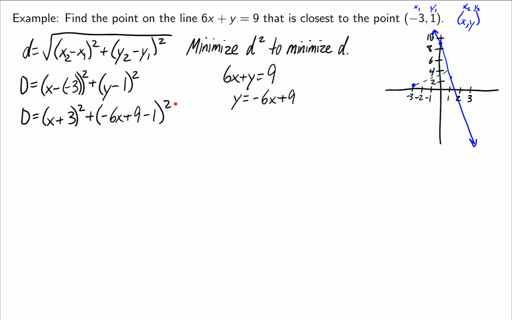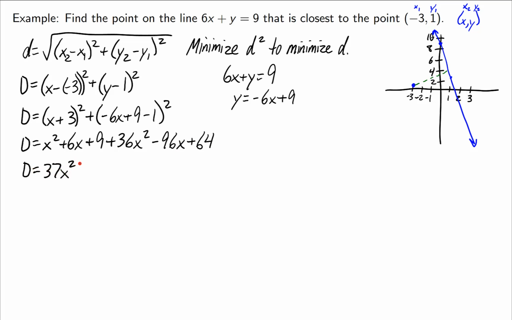Now let's just start simplifying. I get x squared plus 6x plus 9. The second one is 36x squared minus 96x plus 64. This gives me a final equation of 37x squared minus 90x plus 73.